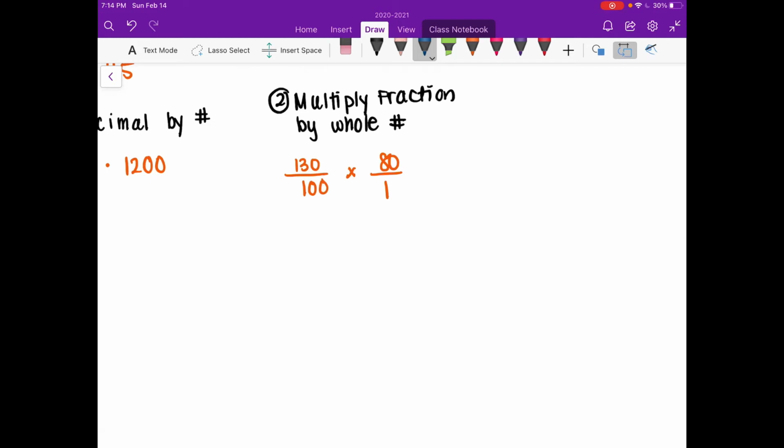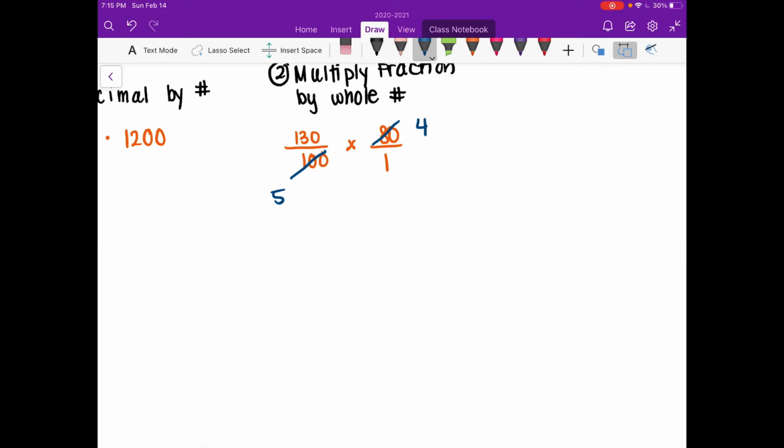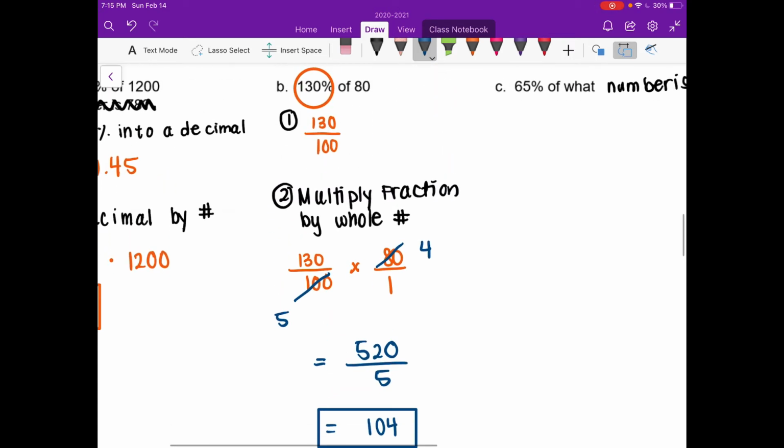So let's see if I can do 100 divided by 40. Nope, sorry, 100 divided by 20 is going to be 5. 80 divided by 20 is going to be 4. Right? 130 and 1, there's nothing really we can do about that there. So let's do 130 times 4, which is going to be 520 over 5, right? And then 520 divided by 5 is going to give us 104 over 1, or just 104. So that means that 130% of 80 is going to be 104.